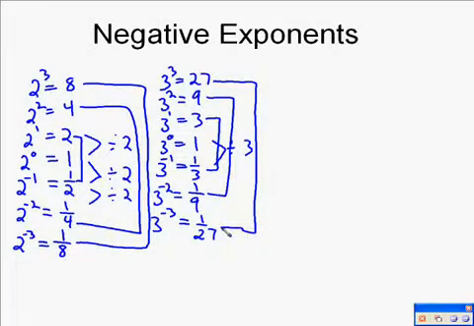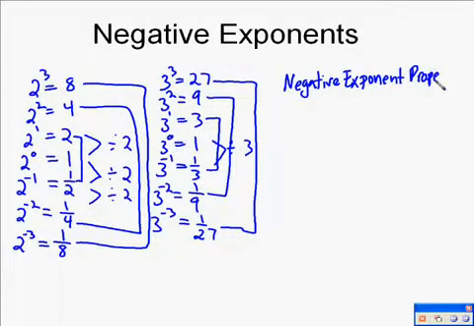And then look at the 3s, the same thing is the case. 3 to the first is 3, 3 to the negative first is 1/3. 3 to the second is 9, 3 to the negative second is 1/9. 3 to the third is 27, 3 to the negative third is 1/27. And this would continue to go on if you did 2 to the fourth and 2 to the negative fourth and 2 to the fifth and 2 to the negative fifth.